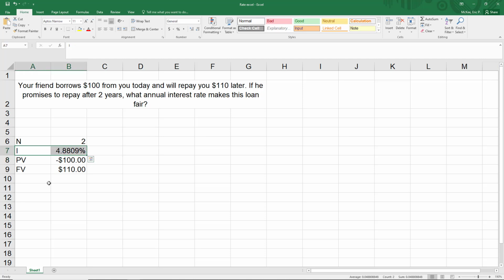And that's our answer. 4.88% is the interest rate that makes 100 and 110 equivalent over a 2-year period. That's the fair interest rate for our friend's loan that we're going to give him.